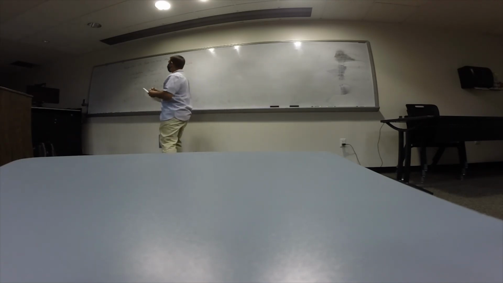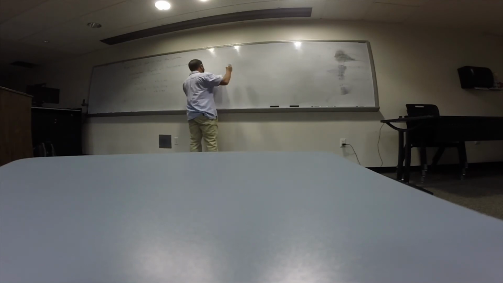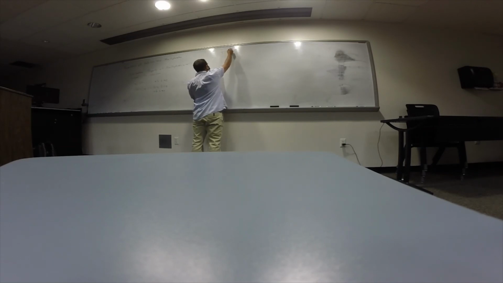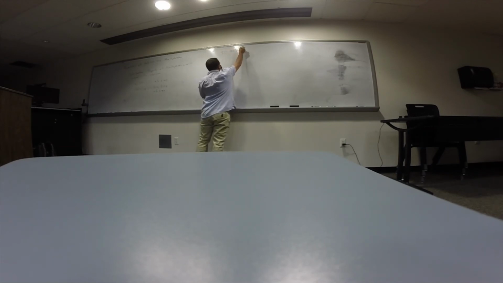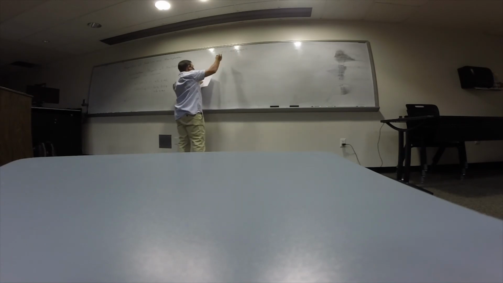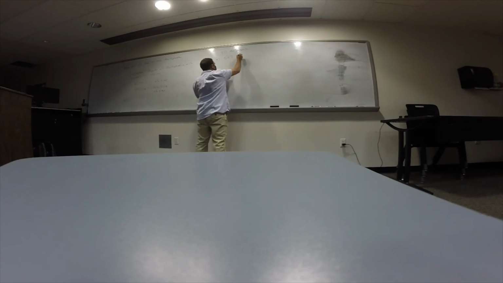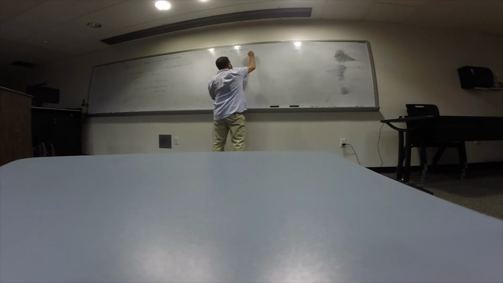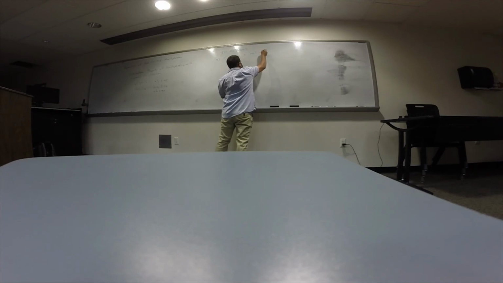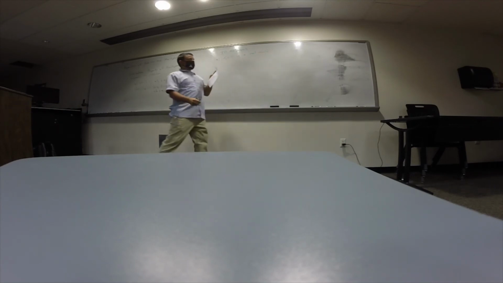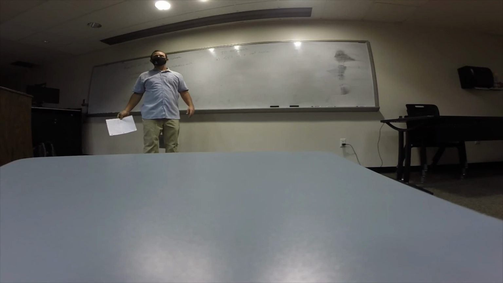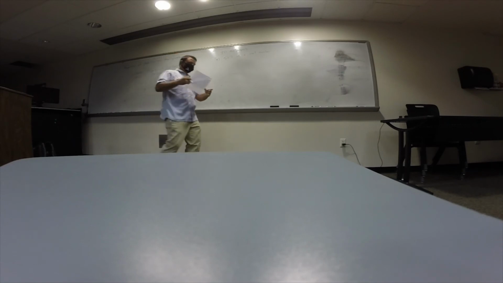Let's do some examples. Make all those words make sense. Let's identify the property. 5 plus 7 is a real number. That would be the what property of addition? Closure.